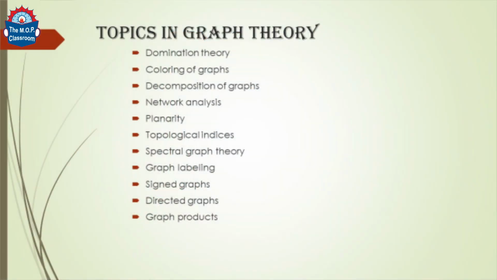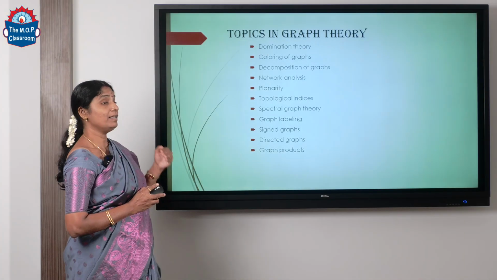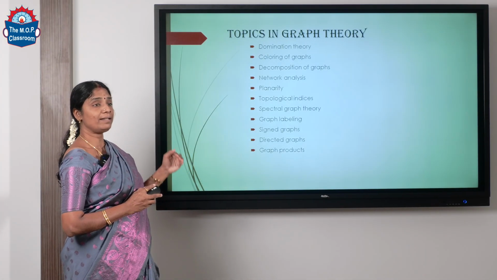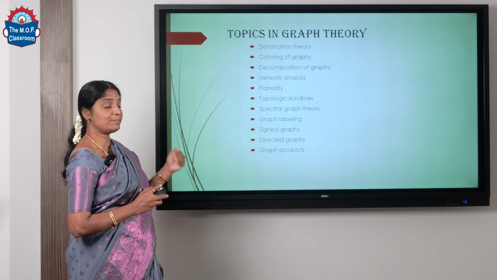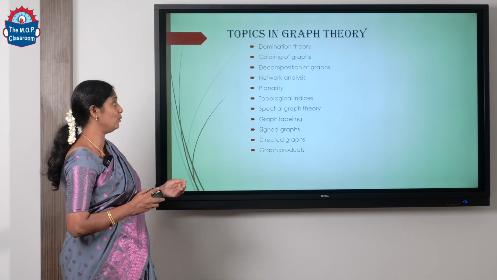The next one is the topics of graph theory. These are the very fundamental basic concepts or the emerging fields of graph theory. For example, domination, coloring of graphs, decomposition of graphs, network analysis, planarity, topological indices, which are related to chemical graph theory, spectral graph theory, graph labeling, and so on. These are the different topics where graph theory concepts have been emerging and developing slowly.